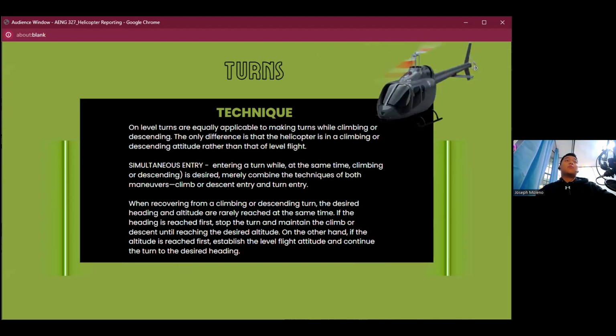This is also called the simultaneous entry. It is where entering a turn while at the same time climbing or descending is desired, merely combining the techniques of both maneuvers, with climb or descent entry and turn entry. When recovering from a climbing or descending turn, the desired heading and altitude are rarely reached at the same time. If the heading is reached first, stop the turn and maintain the climb or descent until reaching the desired altitude. On the other hand, it is vice versa. If the altitude is reached first, establish the level flight attitude and continue the turn into the desired heading.